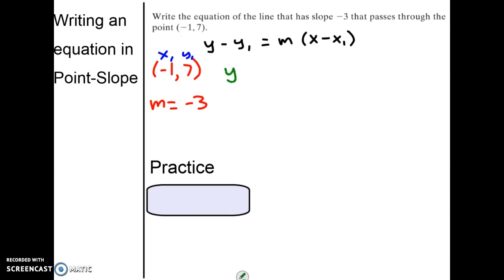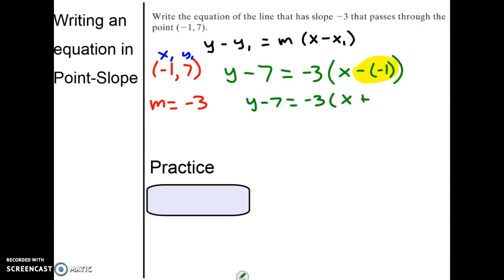Here we would have y minus our y1, which to the left you can see is 7. Then instead of writing m, we'll write our slope, which is -3, parentheses, x minus our x1, which is -1. And this is where the whole opposite comes in. We're subtracting a negative, and that's where we can reduce it to y minus 7 equals -3 times x plus 1, because we're changing the operation.